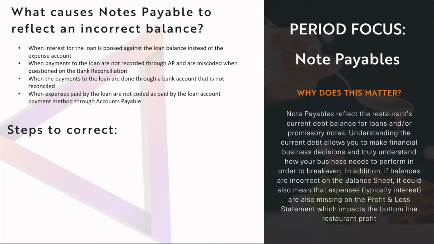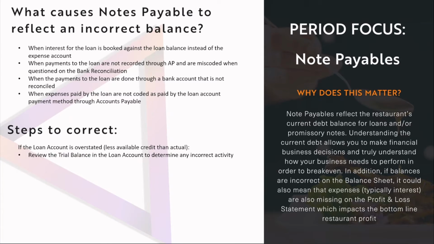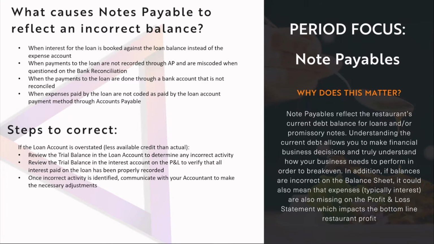If the balance is off, there are a few steps to correct it. If the loan account is overstated or reflects less available credit than it should, review the trial balance of the loan account to determine the incorrect activity. Review the trial balance of the interest account on the P&L to verify that all interest made on the loan has been recorded accurately. And once you identify the activity that is not accurate, communicate this with your accountant so that they can make the correct journal adjustments.